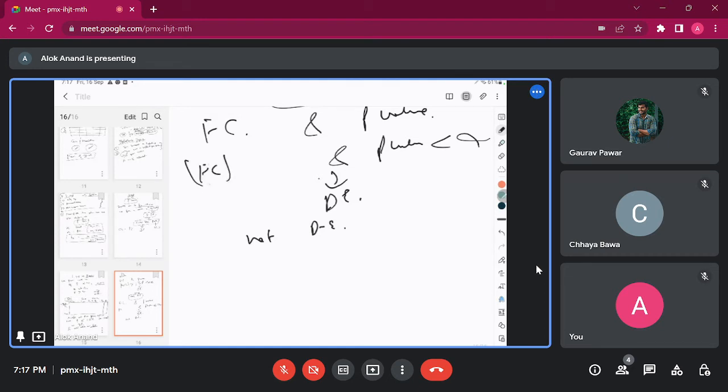Fold change greater than 1 or fold change less than 1 and p-value less than alpha, then that gene will be differentially expressed. Otherwise that gene will not be differentially expressed. Got it, Chaya? Yeah. Great. गौरव आप बताओ, कोई पॉइंट समझ में नहीं आया?